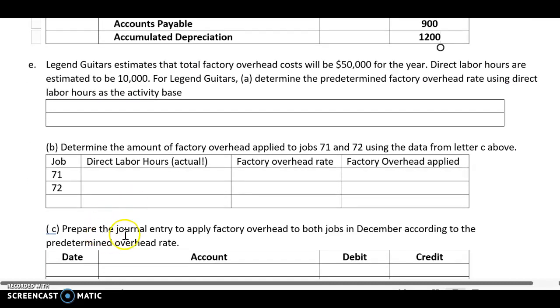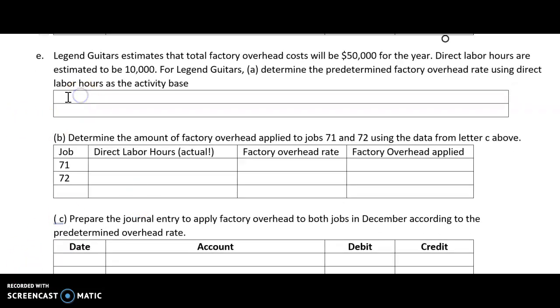Legend Guitars estimates that total factory overhead will be $50,000 for this year. Direct labor estimated to be $10,000 for Legend Guitars. Determine the predetermined factory overhead rate using direct labor hours as the activity base. So letter E, this is where we're actually going to allocate our factory overhead to individual jobs. We're going to do that based on the predetermined factory overhead rate, and in this situation we're going to be using direct labor hours to do that.